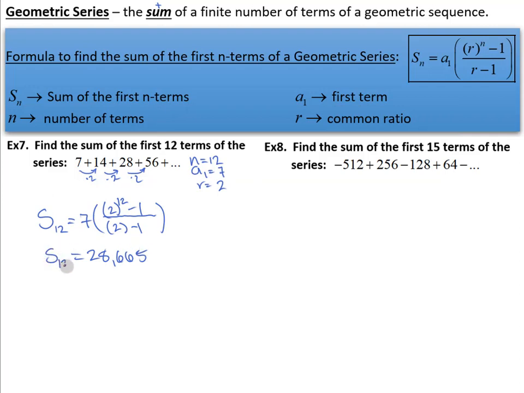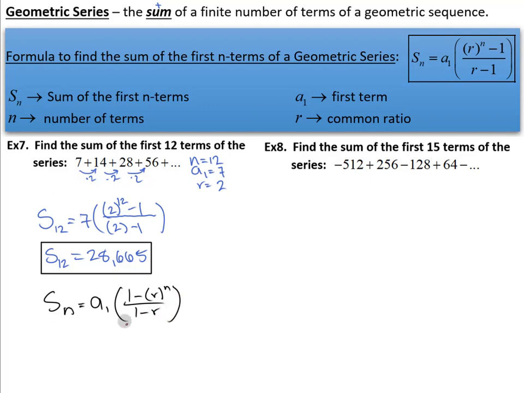28,665. It's the sum of the first 12 terms. Now I said that this formula that I'm giving you guys is slightly different than the standard formula. The standard formula really looks like this. The sum of the first n terms equals the first term times 1 minus r to the n over 1 minus r. So the only difference between ours and theirs is r to the n minus 1 and r minus 1, or the 1 minus r.